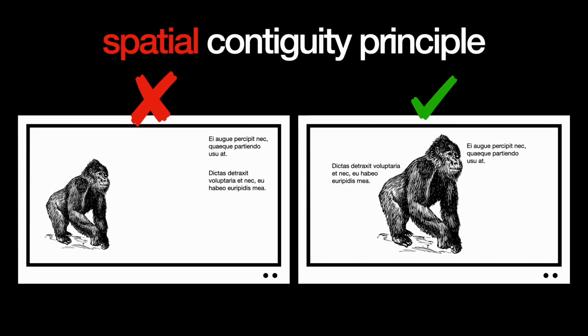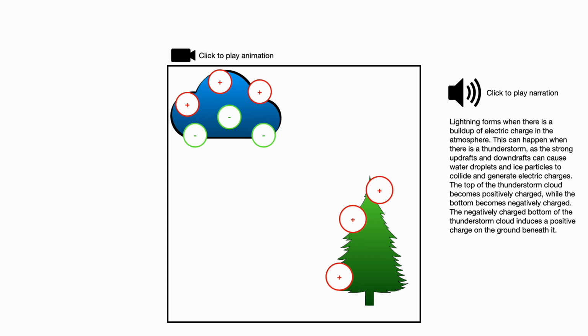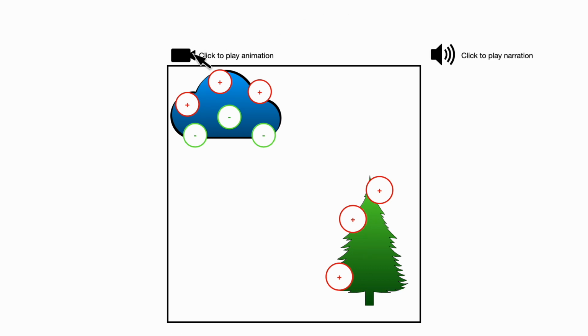Now we can discuss the temporal contiguity principle. While spatial contiguity refers to the distance between the caption and the related image, temporal contiguity refers to the timing of the narration. Some might think that having visuals and narration separate will be better because learners double their exposure to the information and they can devote their full attention to the visuals and the narration.